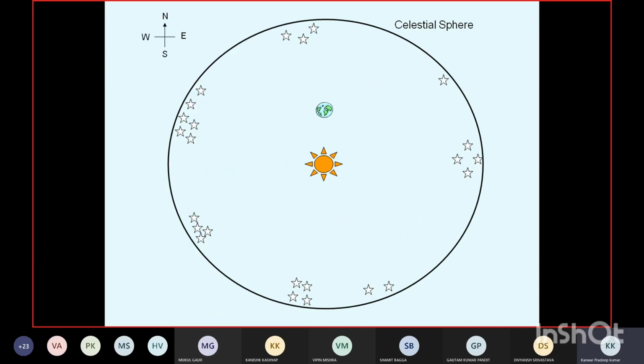And now we talk of the celestial sphere. There is the sun, there is the earth, and there are stars at various distances. This is not the final one, just have a look. The earth is rotating. And it is also revolving around the sun. Yes, sir.